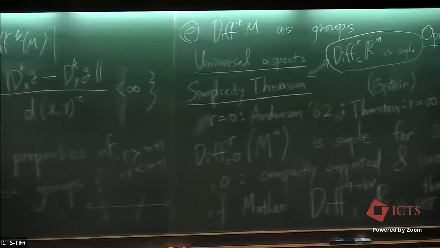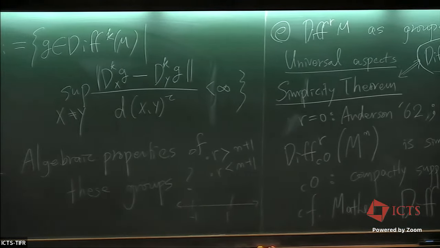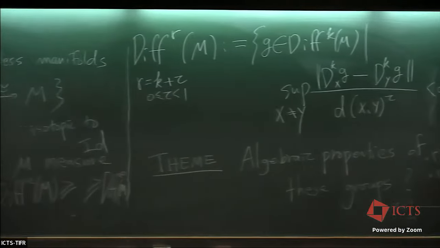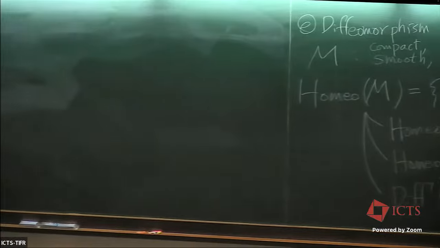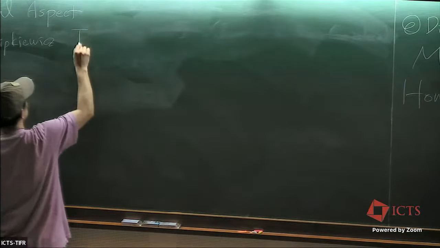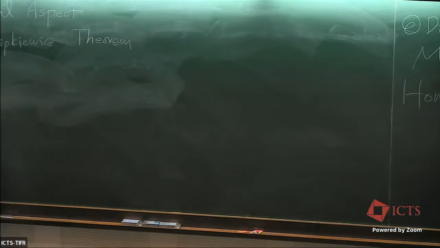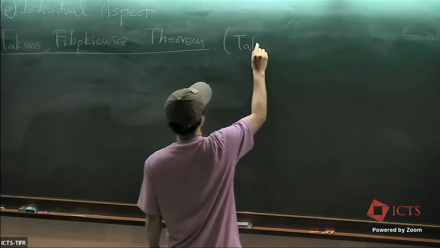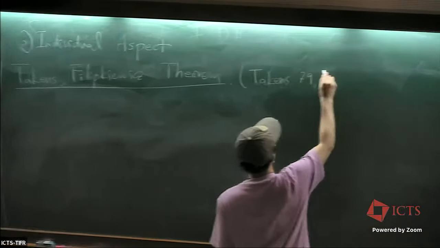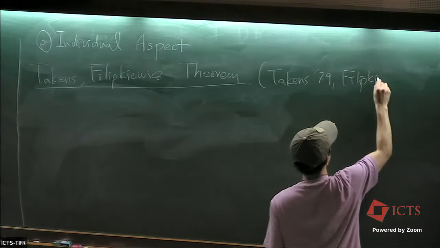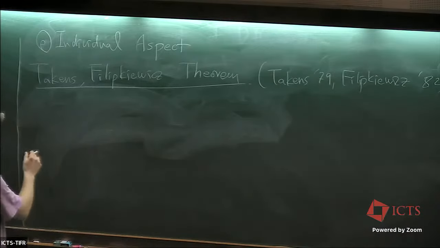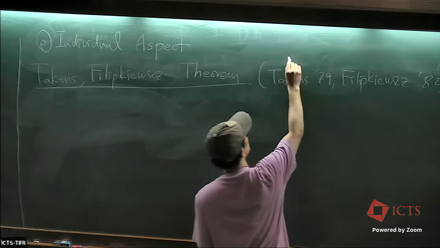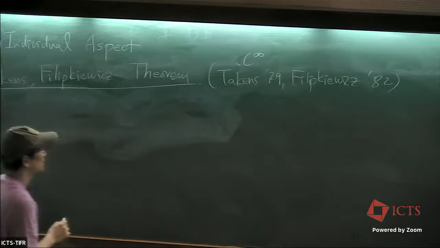And some individual aspect, actually, that is what I'd like to focus on today. One thing that I'd like to talk about is something called the Takens-Filipkiewicz theorem. So these are, they didn't work together. So Takens got it in 79, Filipkiewicz in 82. So it's a combination. So Takens considered the most important case, say the Sang-hyun case, and Filipkiewicz proved the general theorem.